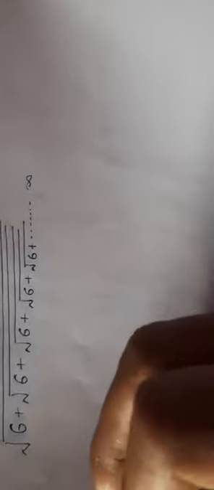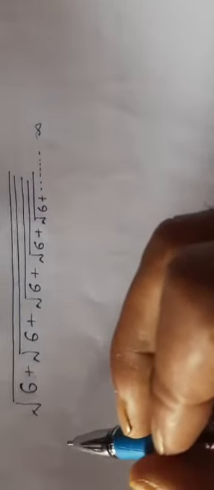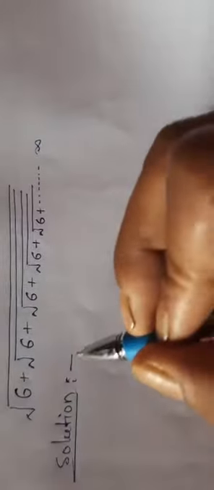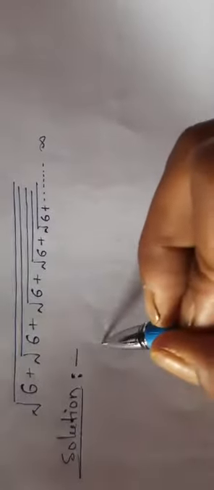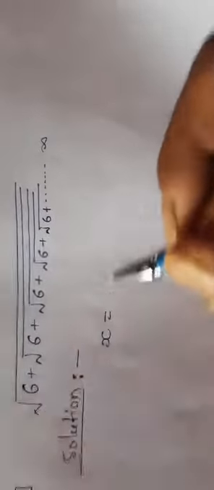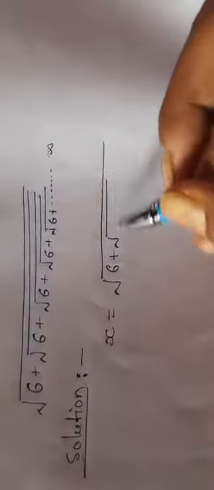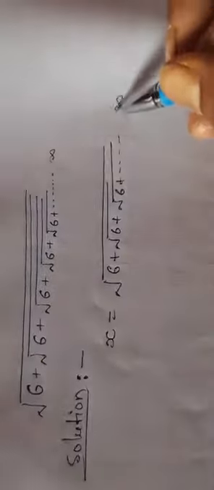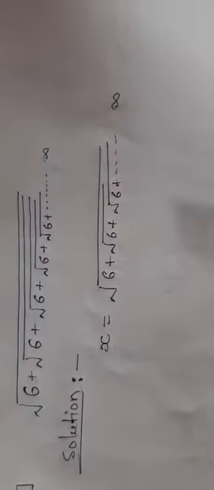So first of all, I am going to tell you the solution in a mathematical, systematic way. How can we solve such questions? First of all, take this question as x: x equals square root of 6 plus square root of 6 plus square root of 6 and infinite number of times.